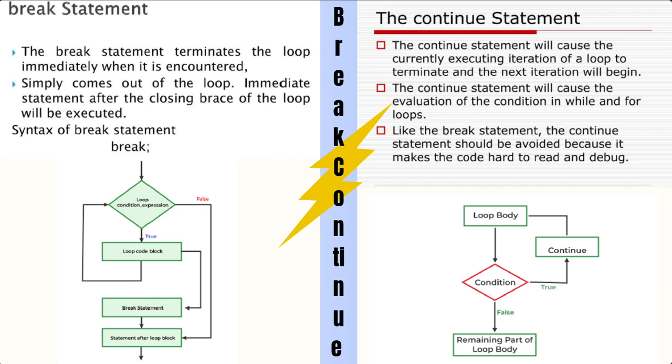The continue statement will cause the evaluation of the condition in while and for loops. Like the break statement, the continue statement should be avoided because it makes the code hard to read and debug. Of course, for both of them, unless and until it's required, you should not use them. In a for loop, sometimes break is used, and continue is also used. It depends on what type of program you're coding and how it is being used. Both are useful, but you need to be careful while using them, so look at the flowchart and understand it properly. Okay, with this, we come to the end of the first chapter.